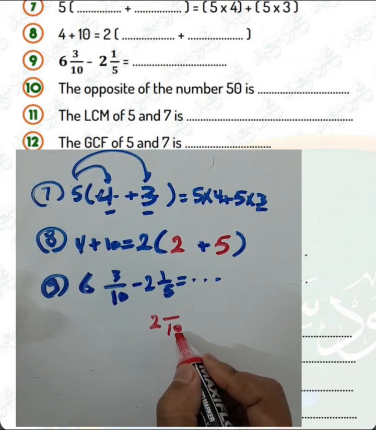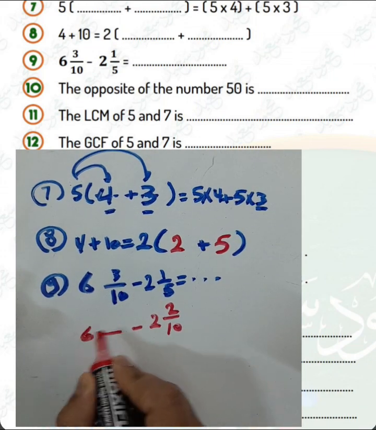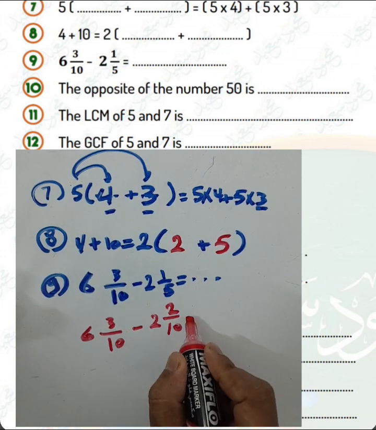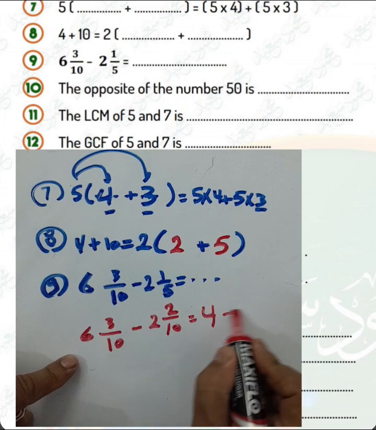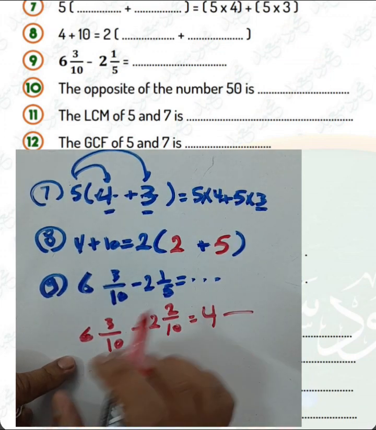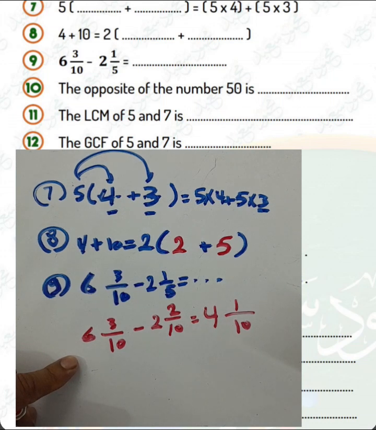2 times 5 equals 10. 1 times 2 equals 2. And then we can write the first number here and subtract between them. First step, 6 minus 2 equals 4. Find the difference between the whole numbers, and then 3 minus 2 equals 1, and write 10 in the denominator. Write 4 and 1 over 10.